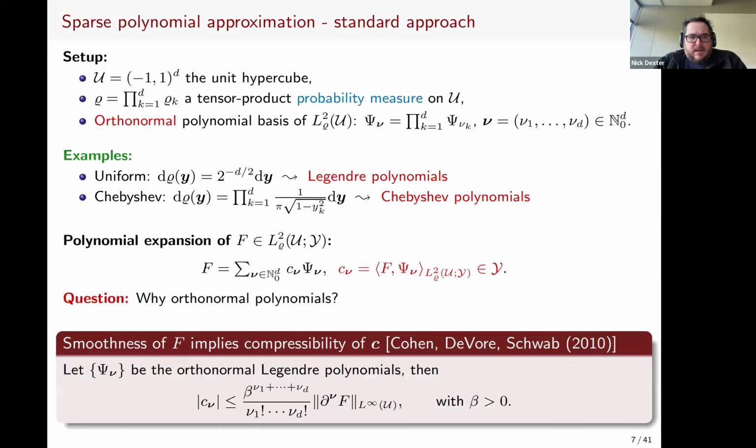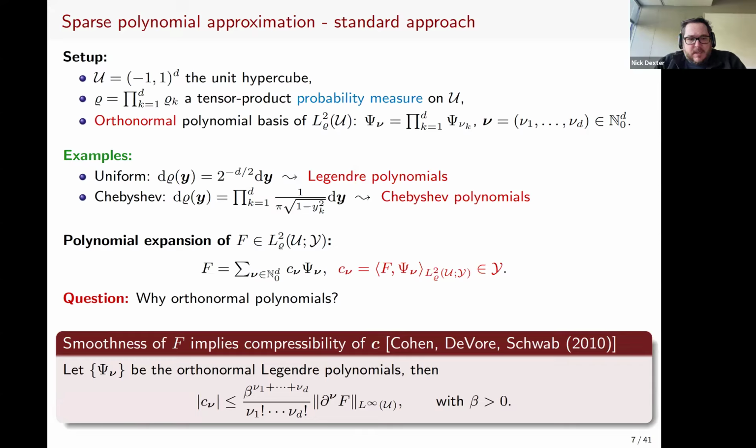Okay, so the standard approach, or at least in the past, has been to use polynomial approximation, and so we're going to use the following setup. We have U as the unit hypercube. Rho is a tensor product probability measure on U, and we have an orthonormal polynomial basis of L2 rho, which is formed by taking the psi nu k's, the one-dimensional basis functions, taking the product for some multi-indices. And some examples include the uniform distribution, which leads to the Legendre polynomials, and the Chebyshev distribution, which leads to Chebyshev polynomials.